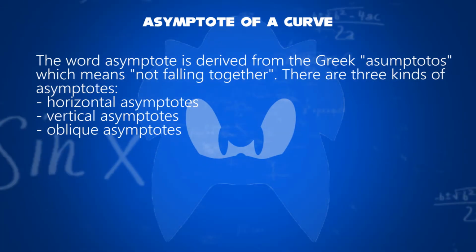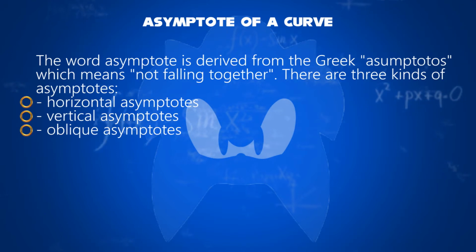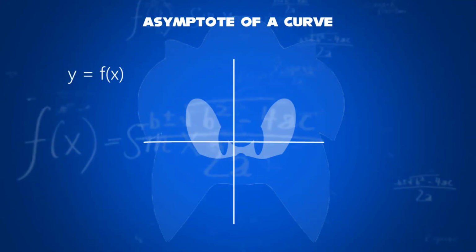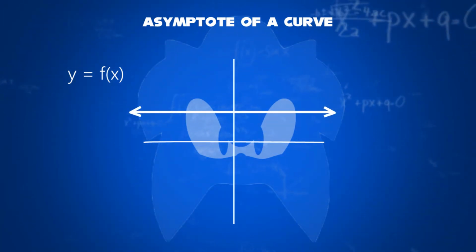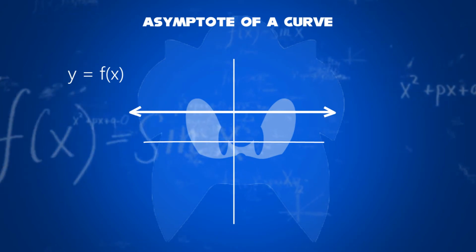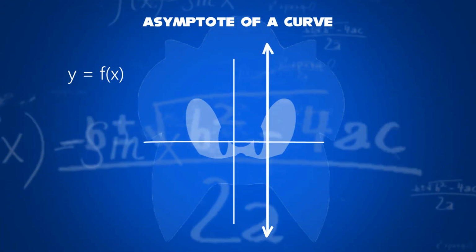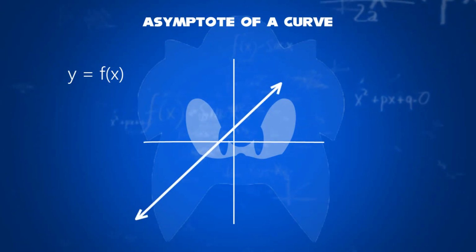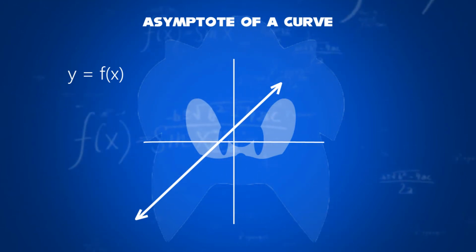There are three kinds of asymptotes, namely horizontal, vertical, and oblique asymptotes. For curves given by the graph of a function y equals f of x, horizontal asymptotes are horizontal lines that the graph of the function approaches as x tends to positive infinity or negative infinity. Vertical asymptotes are vertical lines near which the function grows without bound. Oblique asymptotes occur when the degree of the denominator of a rational function is 1 less than the degree of the numerator.